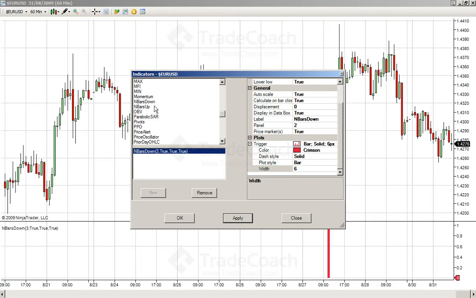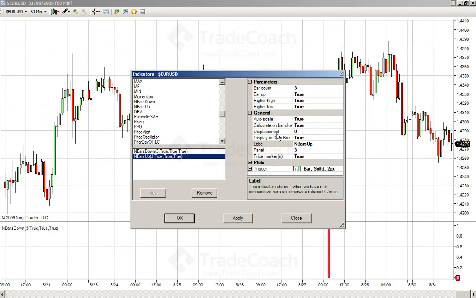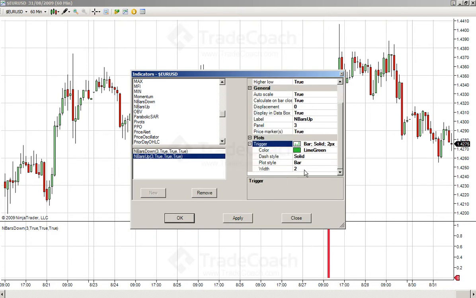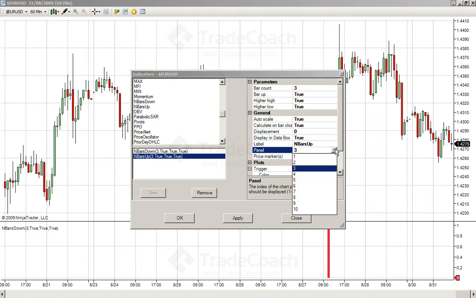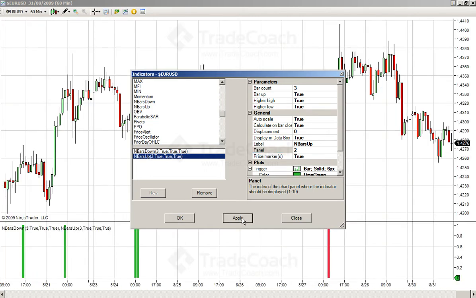Then go down to nBars up and say new, and width to 6 as well. Now there's one final detail you need to do: it's going to put it in panel 3. You need to put it in panel 2, so they're both on the same panel. That's just the only little secret ingredient there. And apply, so they're both on the same.